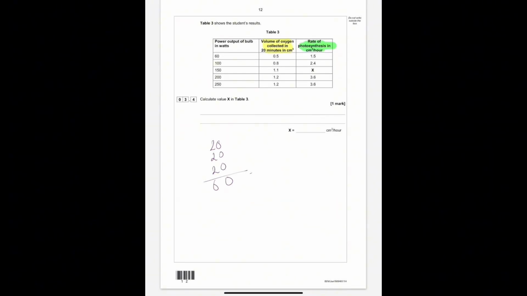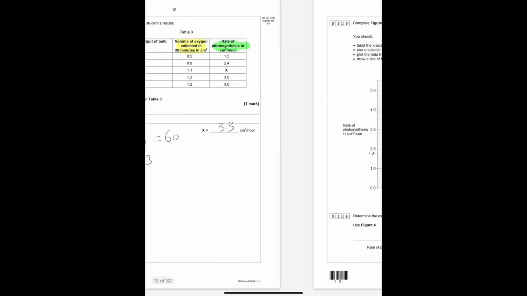So what we're going to do over here, I'm just going to rub this out over here. We can see that the volume of oxygen collected in 20 minutes is in centimetre cube, and then the rate of photosynthesis in centimetre cube per hour. So all we have to do is work out how many 20 minutes there are in an hour. So I do 20 multiply by 3 gives me 60 minutes, and that is 1 hour. So what we do with that 1.1 is 1.1 times by 3 is going to give you 3.3, and that's going to be your answer.